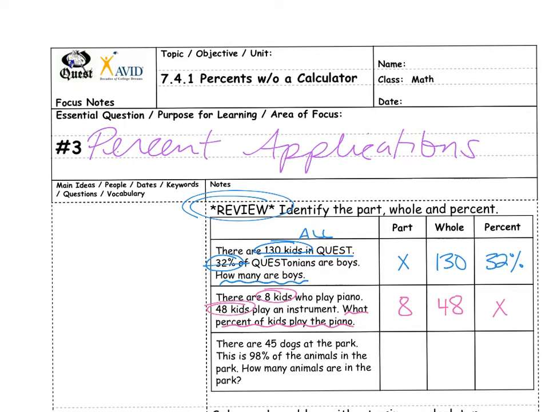And last, there are 45 dogs at the dog park. This is 98% of the animals in the park. How many animals are in the park? 98 is clearly my percent. And then I have to think, 45 dogs and how many animals? Well, how many animals would be the total animals? So that's our missing piece. And 45 of those total animals are dogs.